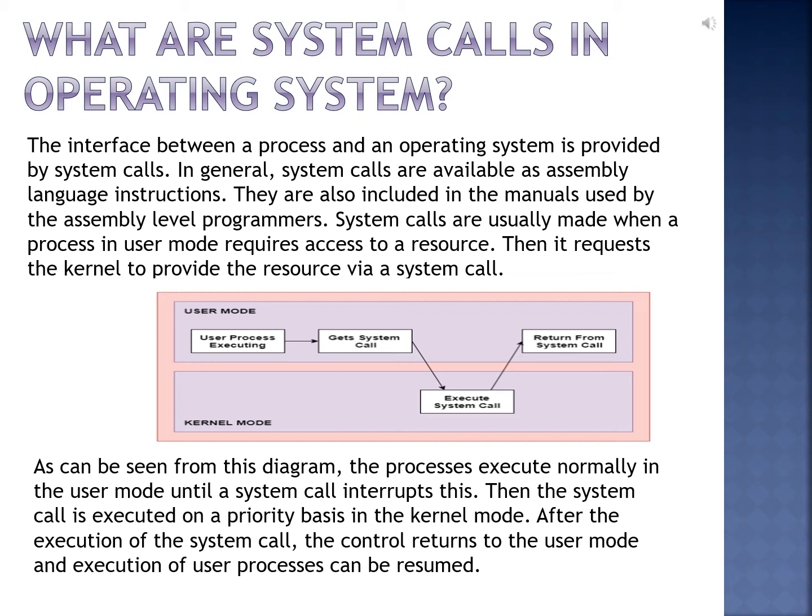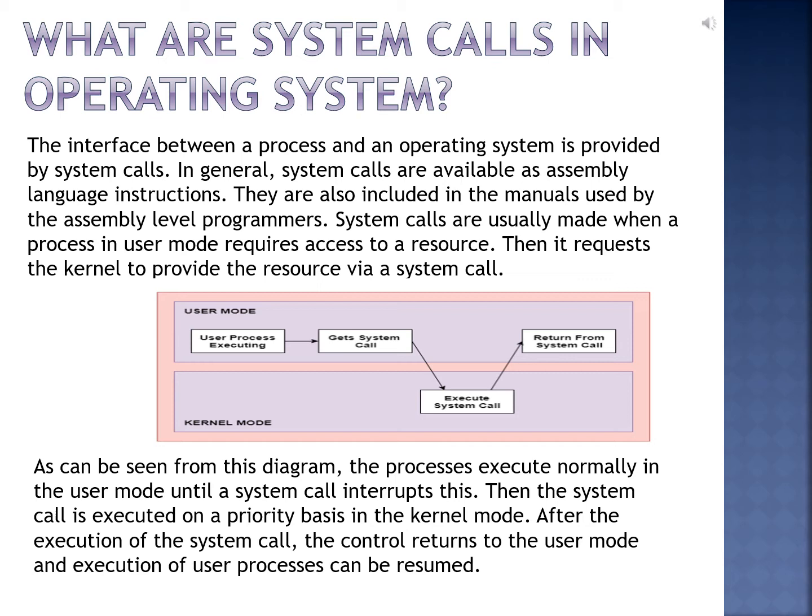System calls are usually made when a process in user mode requires access to a resource. Then it requests the kernel to provide the resource via a system call. Now here comes one question: what is the kernel? The kernel is a computer program at the core of a computer's operating system. Can I make you understand what the kernel is?